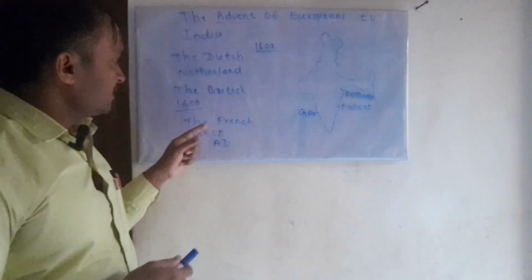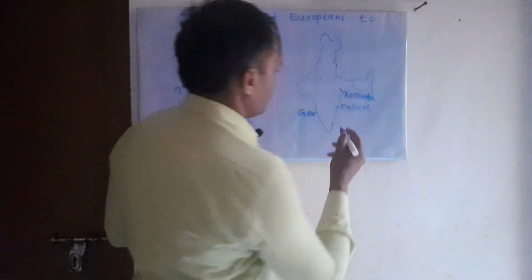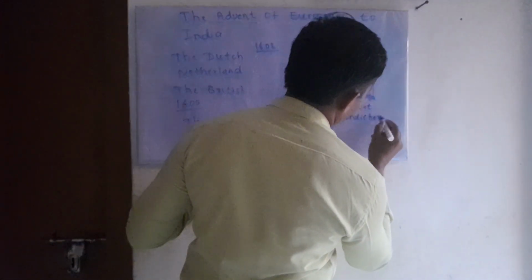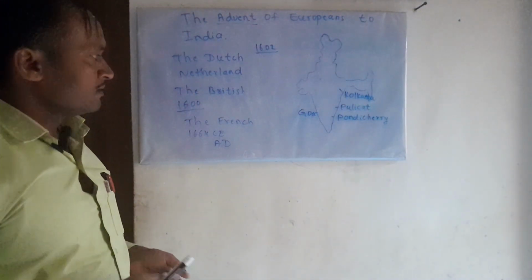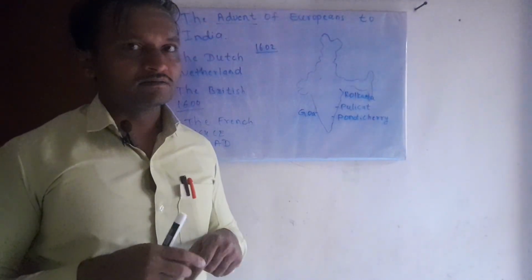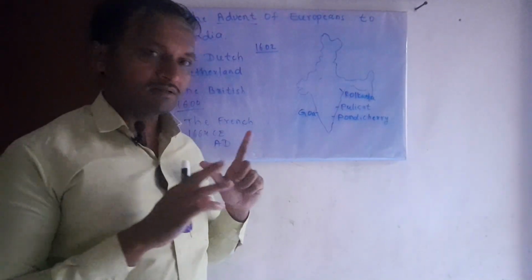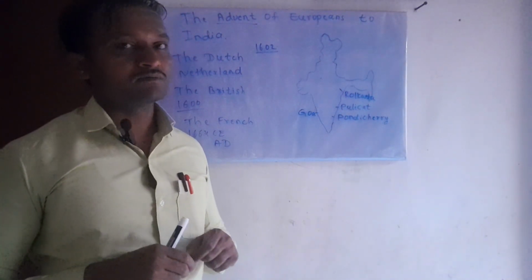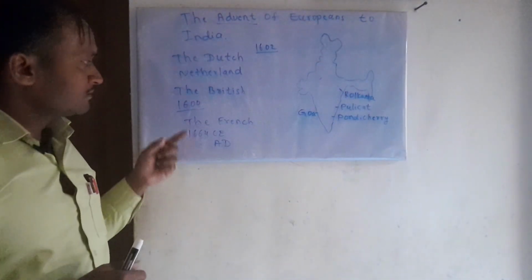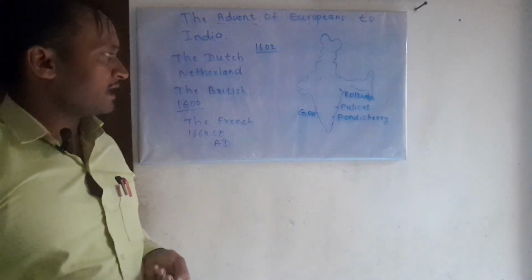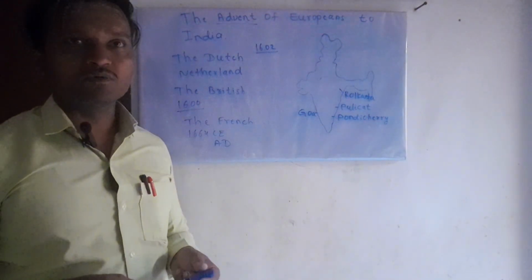Pondicherry was their capital. Pondicherry was the capital of the French. In order to take control over southern India, many battles took place between the French and the British. These are known as Carnatic Wars. In the Third Carnatic War, the French were defeated and the British became victorious.